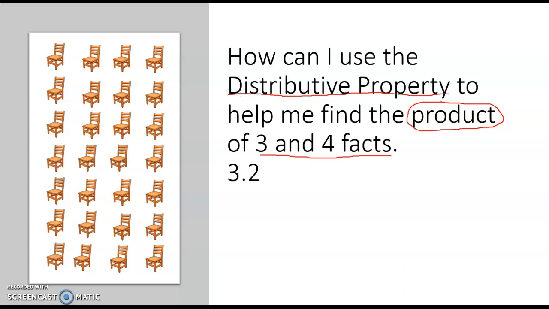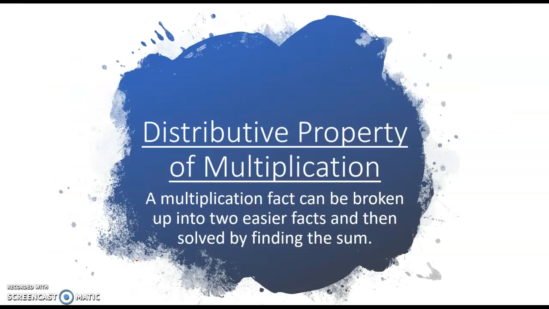Yesterday, you used the distributive property to turn a harder multiplication fact into 2 easier ones. Remember, you had 7 times 4 and you made it 5 times 4 and 2 times 4, and then you added the sums together. So the distributive property of multiplication says that a multiplication fact can be broken up into 2 easier facts and then solved by finding the sum.